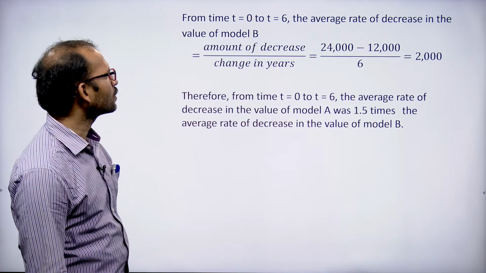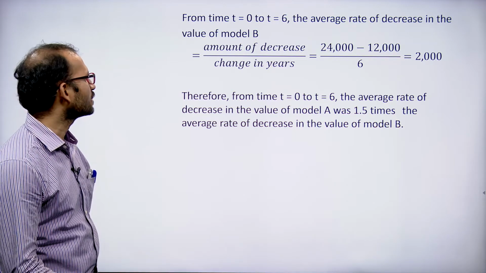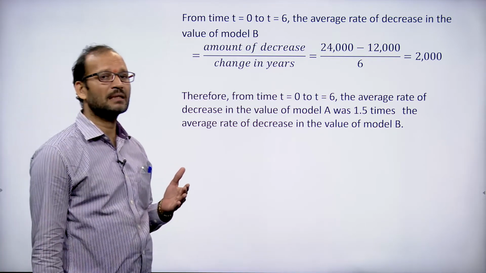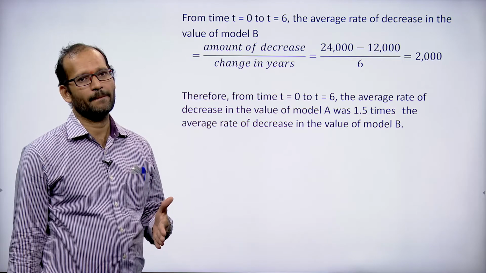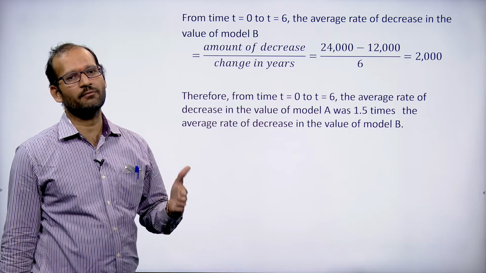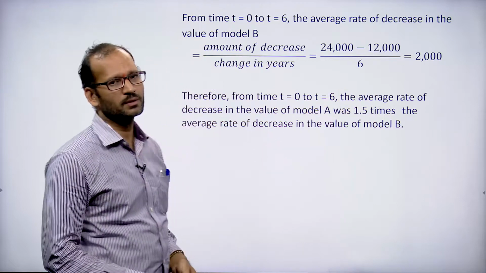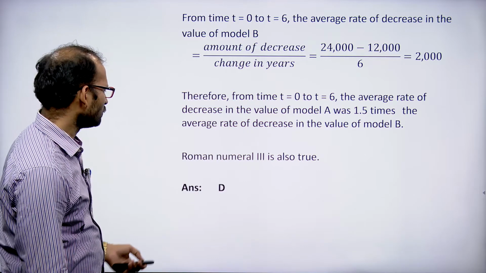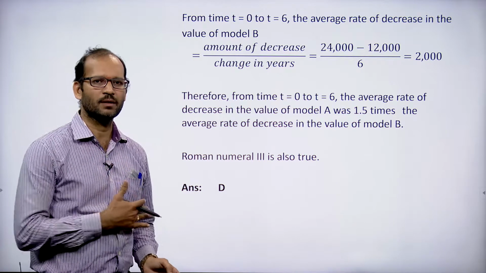Therefore from time t equals 0 to t equals 6, the average rate of decrease in the value of model A was 1.5 times the average rate of decrease in the value of model B. So how many times is the average decrease in the value of model A more than the decrease in the value of model B? That is 1.5 times, because that is 3,000 and this is 2,000, okay. Yes, all three are correct, therefore D is the correct option. First statement, second statement, third statement, all three are verified.